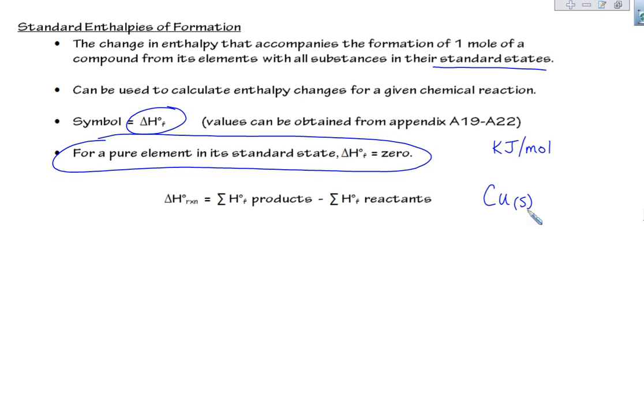Don't think too hard about this. Yes, there are some synthetic elements, but no, you're probably not going to be dealing with those. As long as you're using copper in the solid phase, if you look it up on the chart, its enthalpy of formation is probably 0. It occurs naturally. Same thing with O2, diatomic oxygen in the gas phase. That's its natural state. Its enthalpy of formation value will be 0.